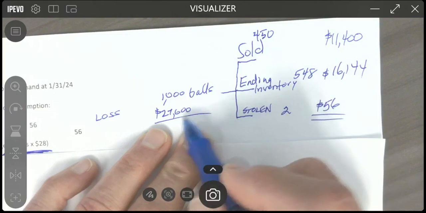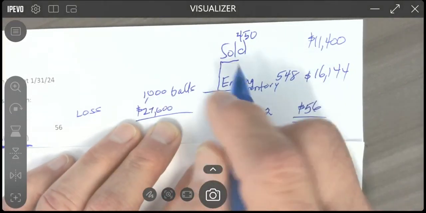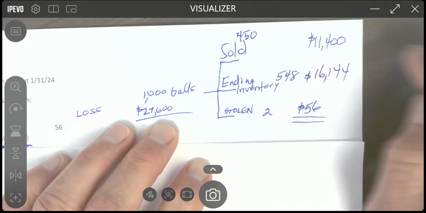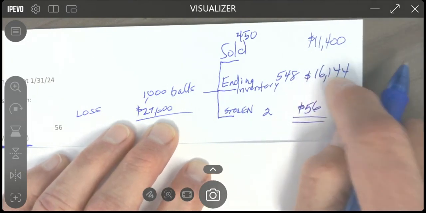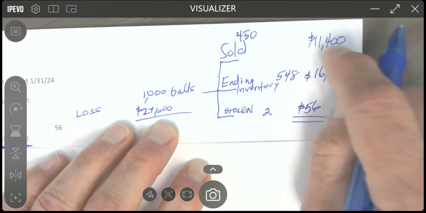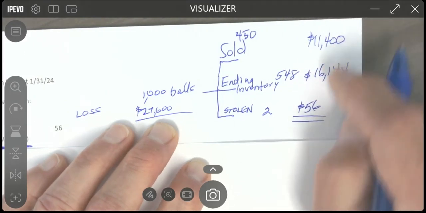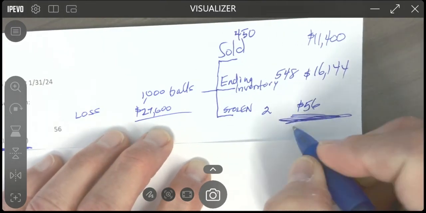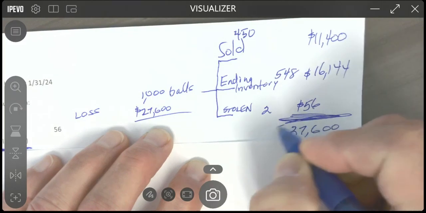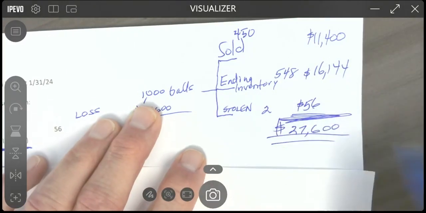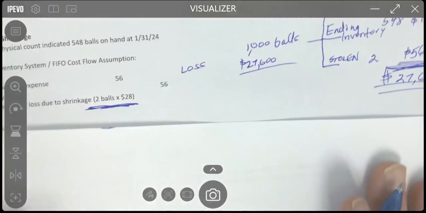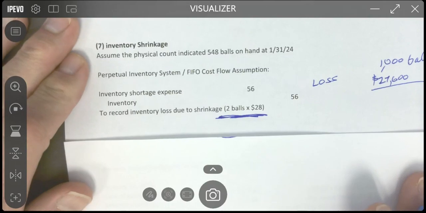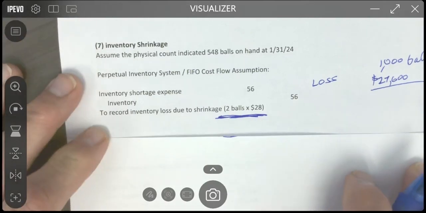That's where the 27,600 cost of basketballs available for sale. 11,400 was reported as in ending inventory. I'm sorry, 16,144 in ending inventory. 11,400 sold, and 56 lost. And the sum of that is 27,600. It explains exactly where the inventory went. And that's accounting for the inventory shrinkage under the perpetual system.